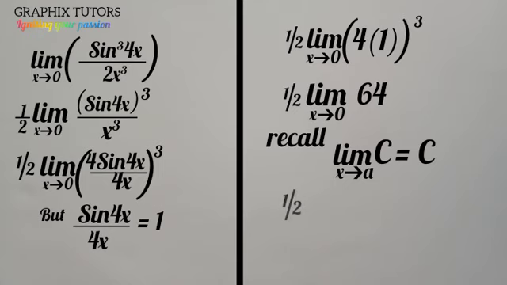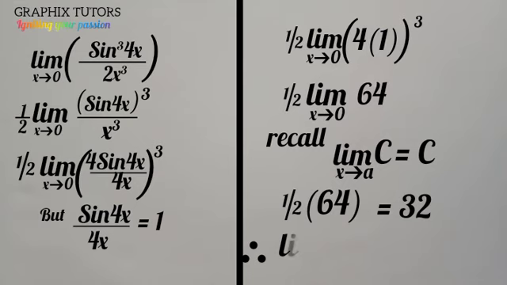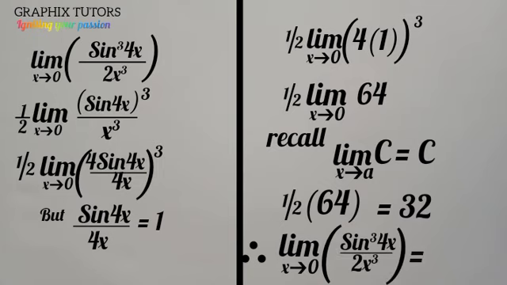So I'll be left with what? 1 over 2 times what? 64. And 1 over 2 times 64 is saying 64 over 2, right? So 64 over 2 gives us what? 32. So this is my answer. So therefore, the lim of x tends to 0, sin cube 4x over 2x cube is equal to what? 32.